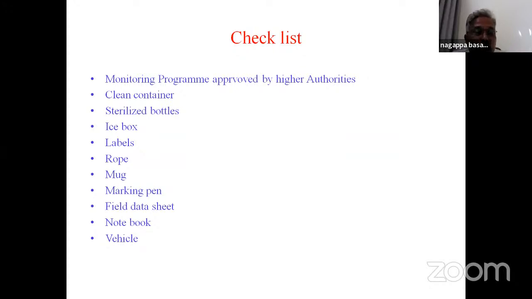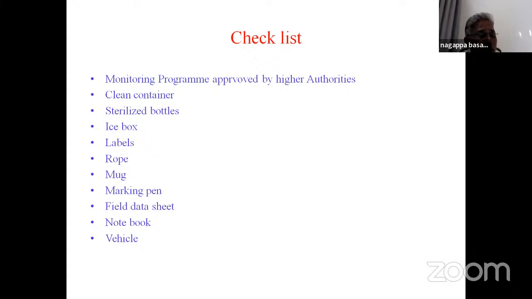One should have a clean container. Even if it is a recycled container, we have to wash it thoroughly with soap water, followed by acid rinsing, followed by distilled water rinsing, and dry it in an oven or in the open atmosphere. You can dry it clean. It should be free from dust. Such a container you have to use. For a bacteriological sample, only a sterilized bottle you have to collect. Don't bring the samples in Bisleri water bottles.